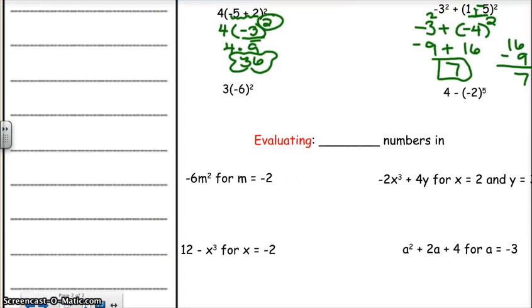3 times the next one on the left. 3 times negative 6 squared. All right, so I have negative 6 inside parentheses and an even power, so that tells me it's going to be positive. 3 times a positive 36. I'm just going to do some multiplying on the side here. 108 is the final product.